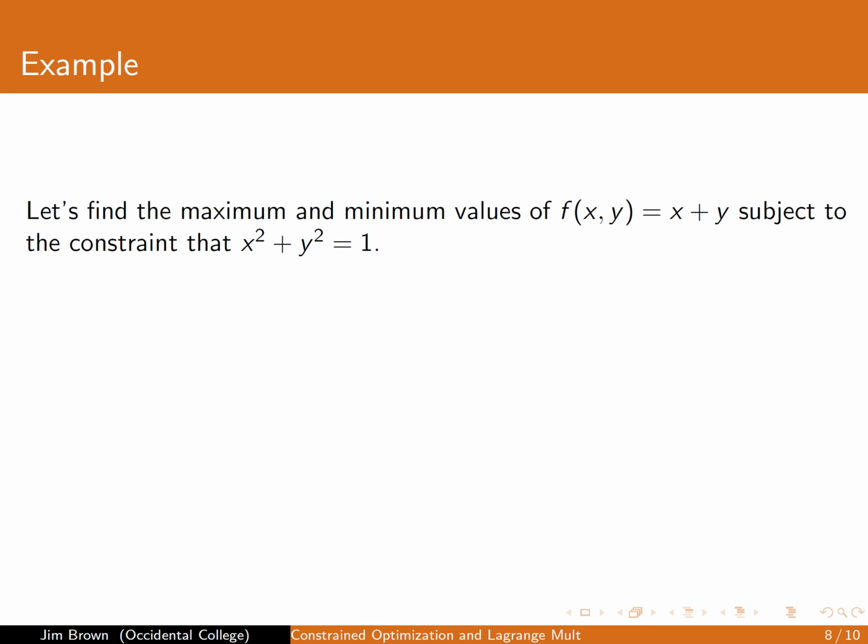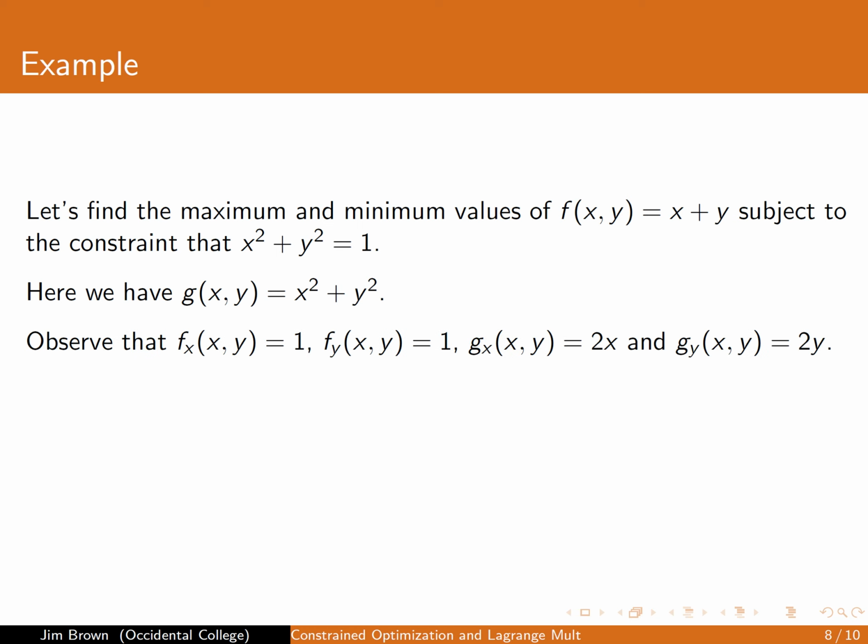So let's consider one example for this video, and obviously a lot more examples in the actual lecture. So let's find the maximum and minimum values of the function f(x,y) equals x plus y, but we're going to constrain our x and y's to be on the unit circle. So they have to satisfy x squared plus y squared equals 1. So this is a fairly simple example. So here our constraint function is g(x,y) is equal to x squared plus y squared, and then our value c would be 1.